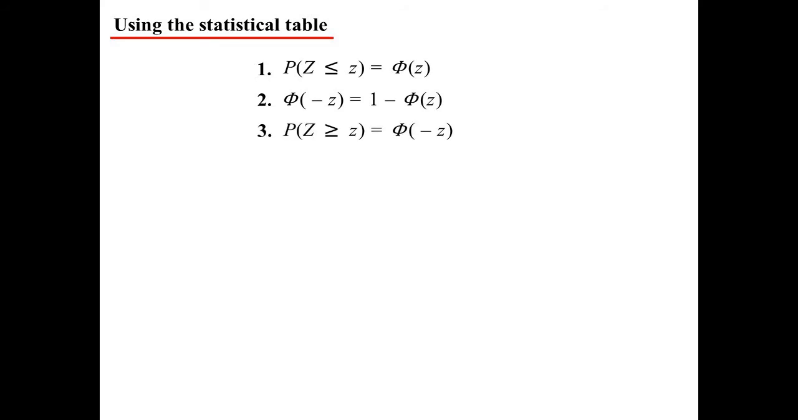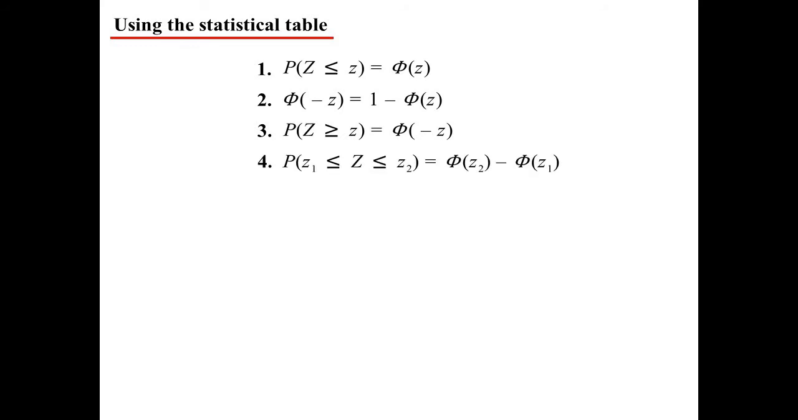Your tables, though, are only going for the positive numbers. Remember, our distribution also has negative numbers. So how do we use it? We know that phi z will be the probability of Z is less than or equal to z. But if I wanted to work out phi of negative z, then it'll be 1 minus phi z because of the symmetry. We don't need the negatives. So phi negative z will be 1 minus phi z. If I wanted to work out Z greater than or equal to z, then that's going to be the same as phi negative z.